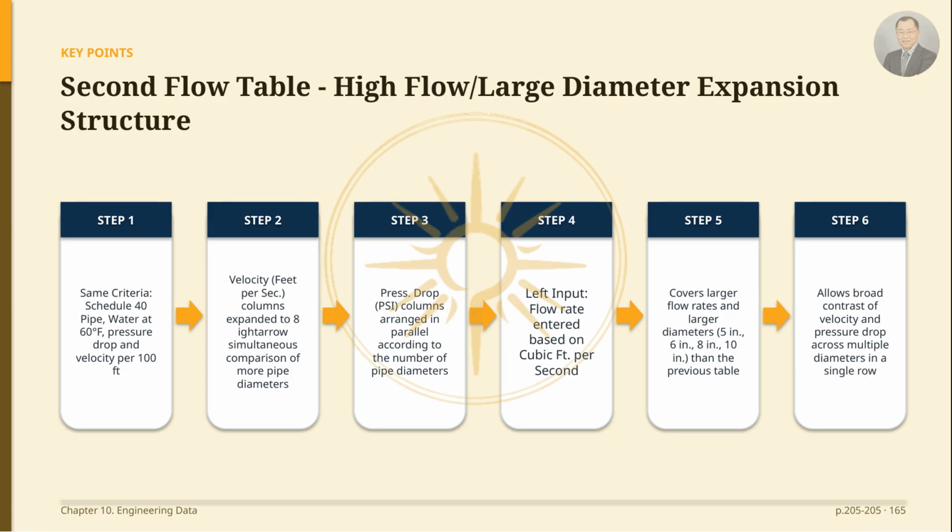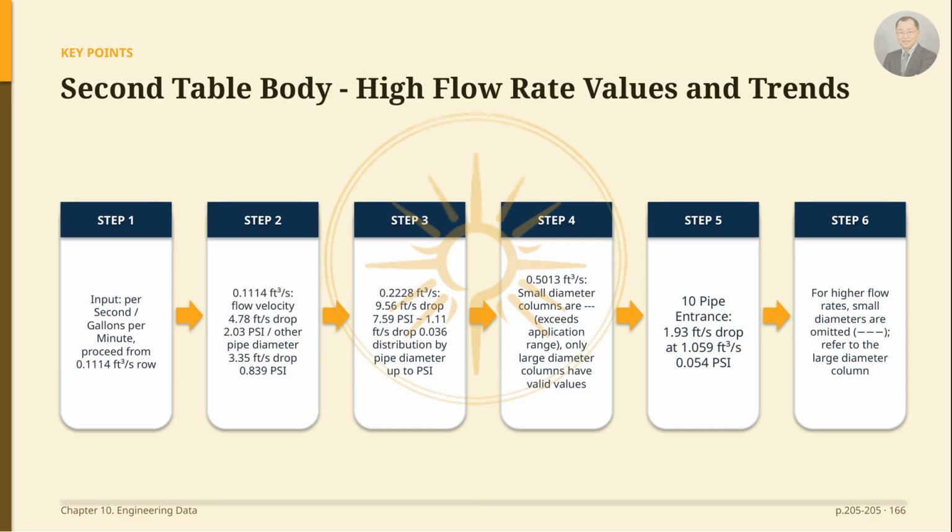Similarly, the pressure drop columns are arranged in parallel for each pipe diameter. The input on the left is the flow rate in cubic feet per second, and the table covers much larger flow rates in large diameter pipes such as 5 inches, 6 inches, 8 inches, and 10 inches. Because there are many pipe diameter columns, designers can broadly contrast the velocity and pressure drop of various diameters in one line to select the appropriate pipe size. This part is the main body of the second table, containing actual values for high-flow sections.